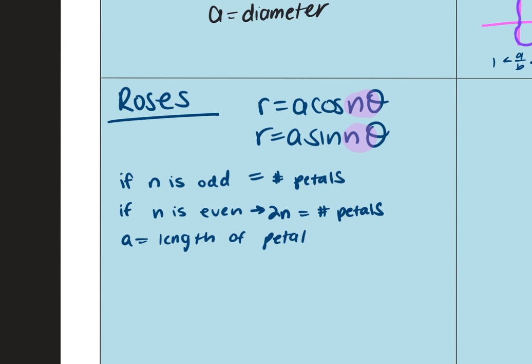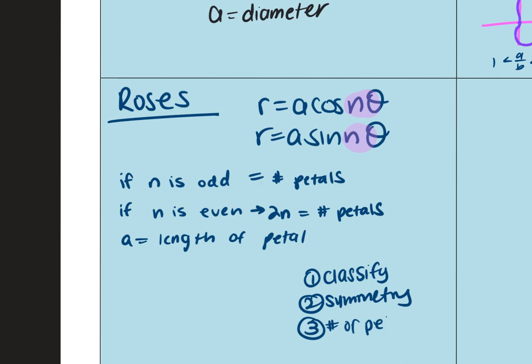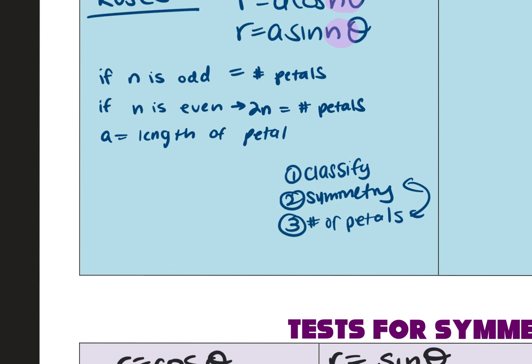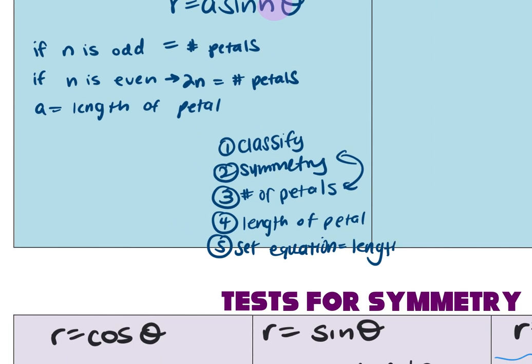So for these, I figure out it's a rose. I figure out the number of petals. So 1, classify. 2, symmetry. 3, number of petals. And maybe I switch those because if it's even, there's more symmetry. 4, length of the petal. 5, set the equation equal to the length of the petal, and find where one of your petals exists.